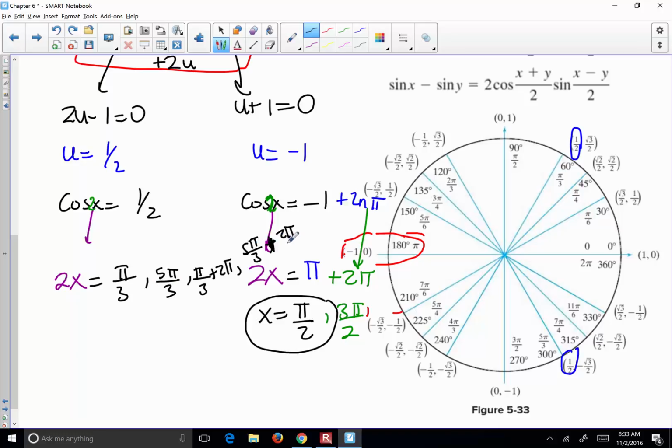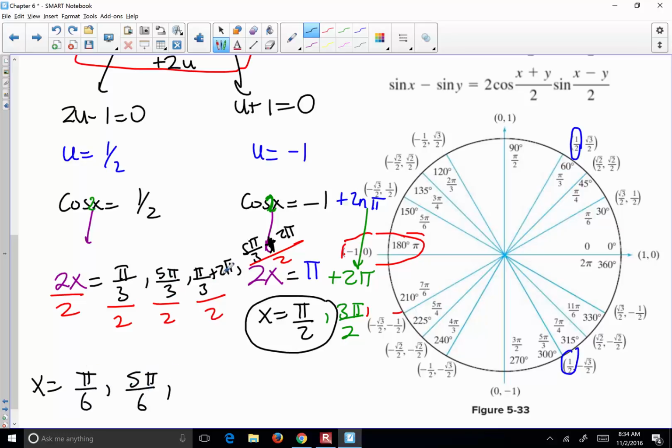5 pi over 3 and 2 pi. Because you can take one more turn and divide by 2 and it still falls into an angle between 0 and 2 pi. Okay? So I'm adding another 2 pi, and now we need to divide everything by 2. Take half of it. And x will be, what is pi over 3 divided by 2? Pi over 6. 5 pi over 2 divided by 2 is 5 pi over 6.